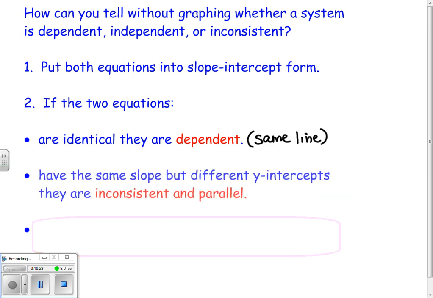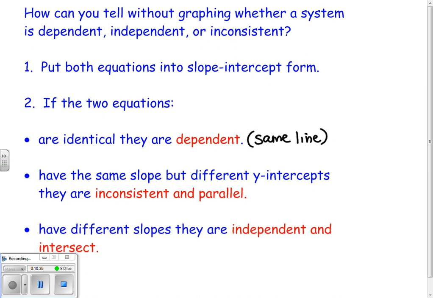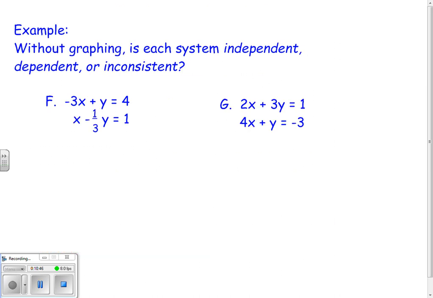If you look at them and they have the same slope but different y-intercepts, they're parallel, which makes them inconsistent. They will never touch. No solution. And then the last option, of course, is if they have different slopes, then they're independent and will intersect somewhere. You don't necessarily have to know where, but you have to know that they will intersect at some point if their slopes are different.